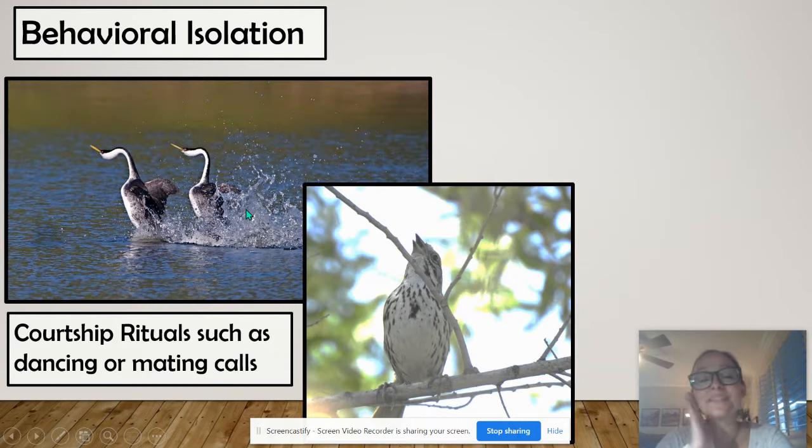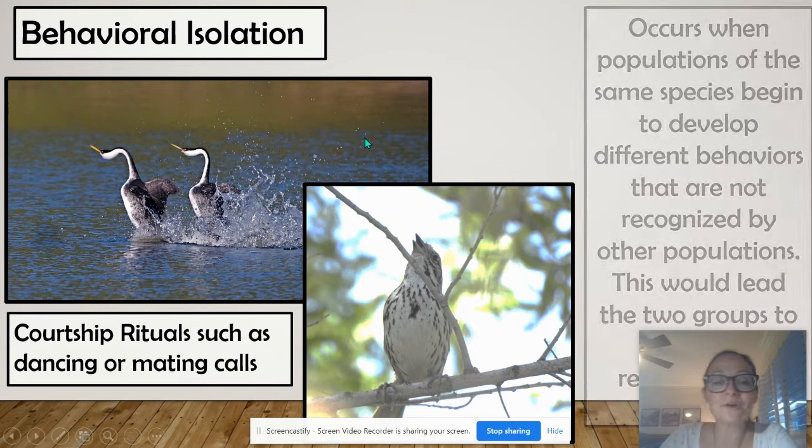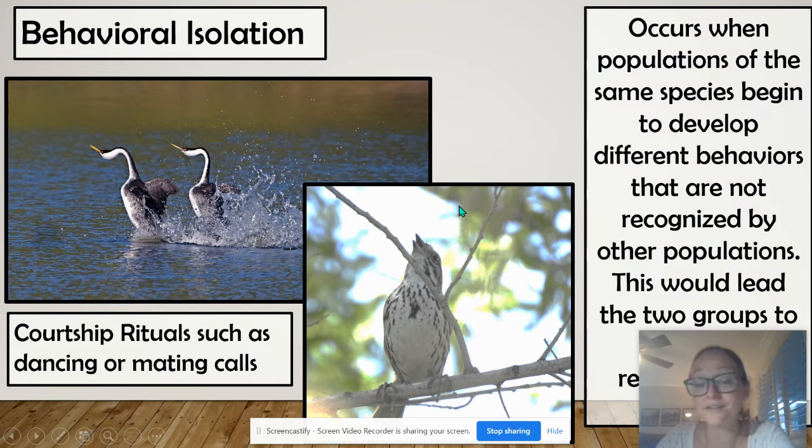Okay, so this is probably my favorite, which is behavioral isolation. You can see this very easily with birds, for example. Like this picture here, this is a song sparrow. You can tell by the little black spot on its chest. Song sparrows have a beautiful sound. This is a picture from Southern California. Song sparrows will have their mating calls to attract their mates. Or you can see the grebes over here on the left. They actually will run on water like a little dance to marry. And so there are different behavioral traits that organisms use to attract their mates.